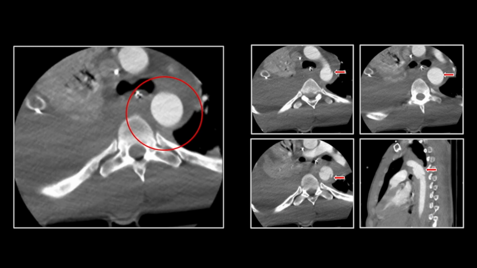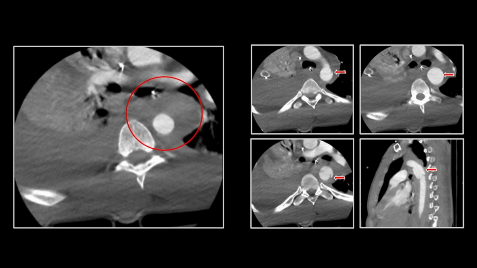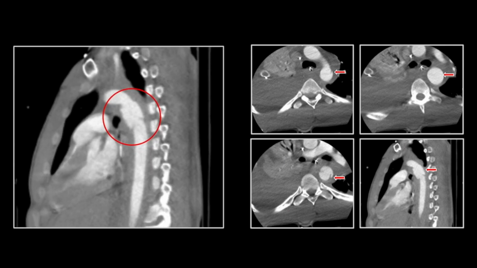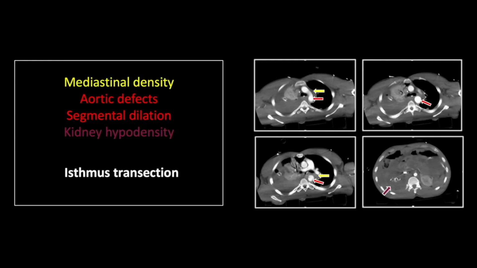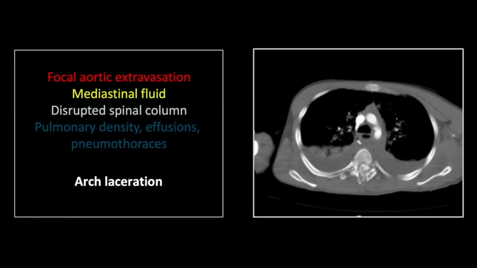This is a magnified T-spine study very nicely showing again the retracted torn ends with an intervening segment of dilation. So that is an aortic isthmus transection, obviously with an associated right renal artery avulsion. Our next case is a laceration of the aortic arch.